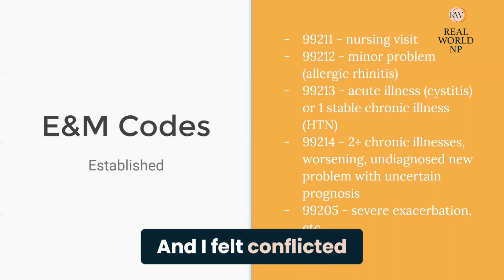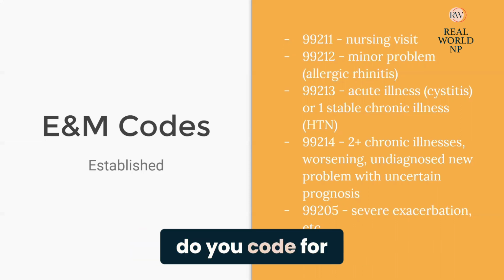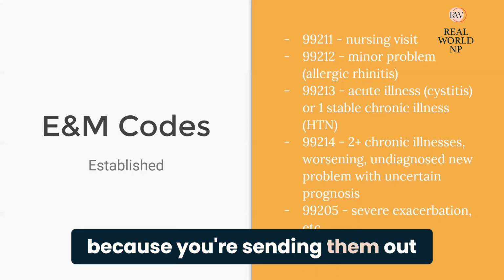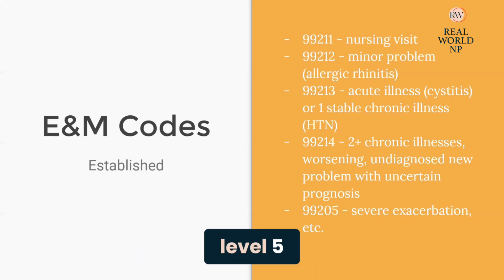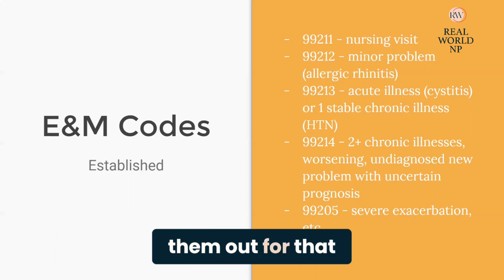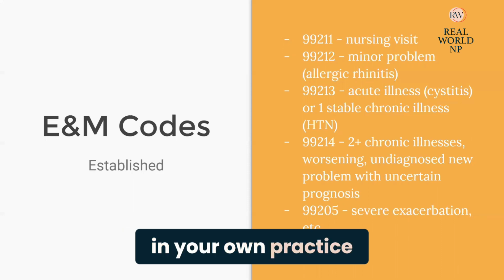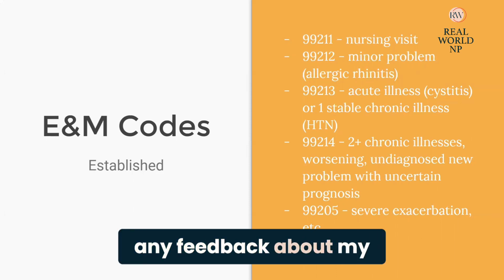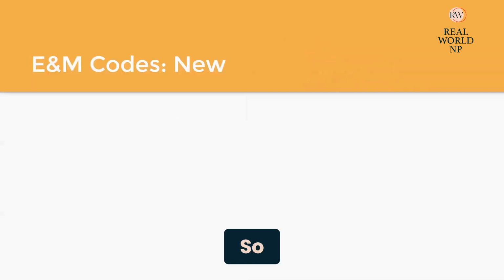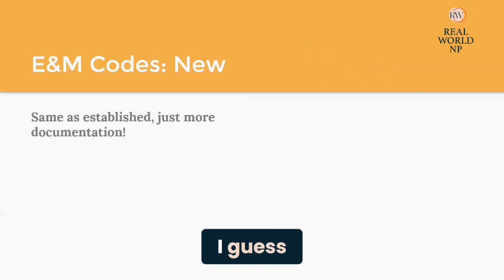I felt conflicted over the years about whether you code for a level 5 because you're sending them out, or code them only a level 4 because you're not doing that level 5 intervention since you're sending them out. So definitely get clarity in your own practice with your supervisor or with billing and coding. I've never really gotten any feedback about my incorrect level 5s, so I just don't have any, I guess.